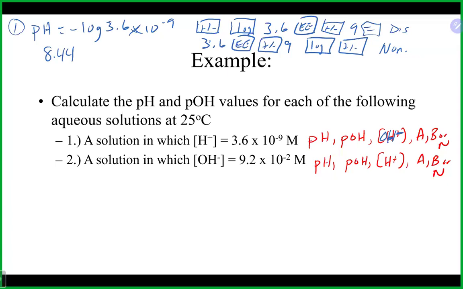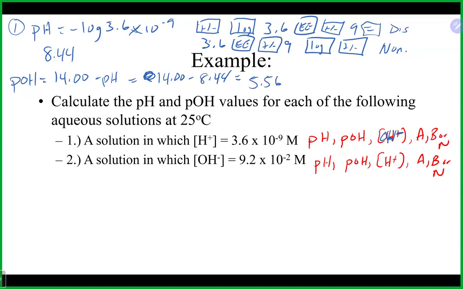At this point, again, you have a couple of options. Since you have the pH, you can very easily get the pOH by taking 14 minus the pH. So that's 14 minus 8.44, and that gets me a pOH of 5.56, it looks like.